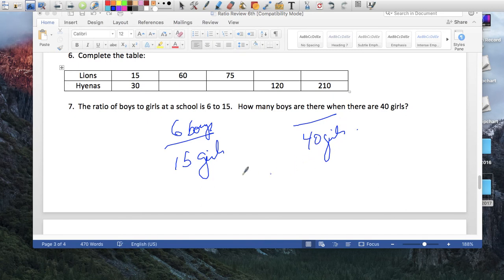Let's see. Can I divide? Can I do something? There's no relationship up and down or side to side. So I'm going to have to create a new fraction over here. Let's divide this by 3. So divide by 3, I get 2 boys. Divide by 3 here, I get 5 girls. This is the same thing as this, but this allows me to find a relationship here. Times 8, which is going to be 16 boys. Okay.